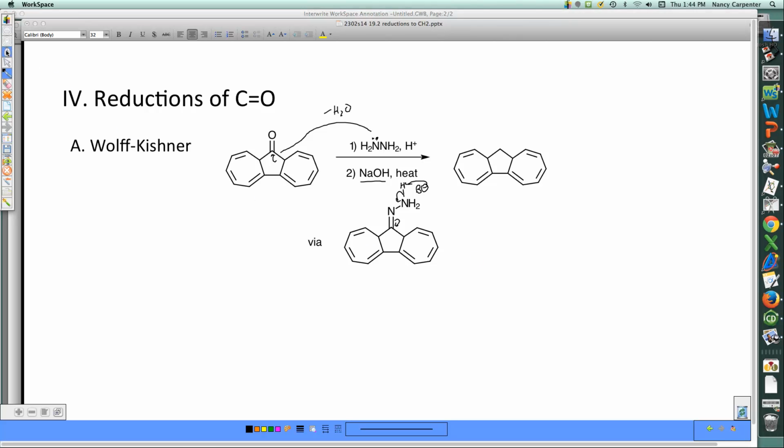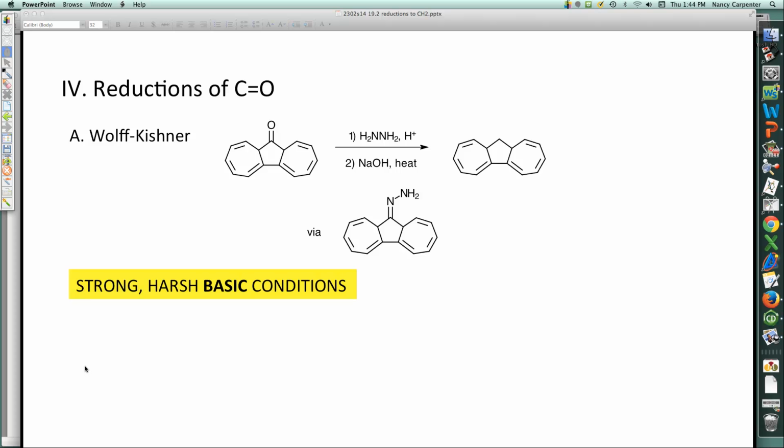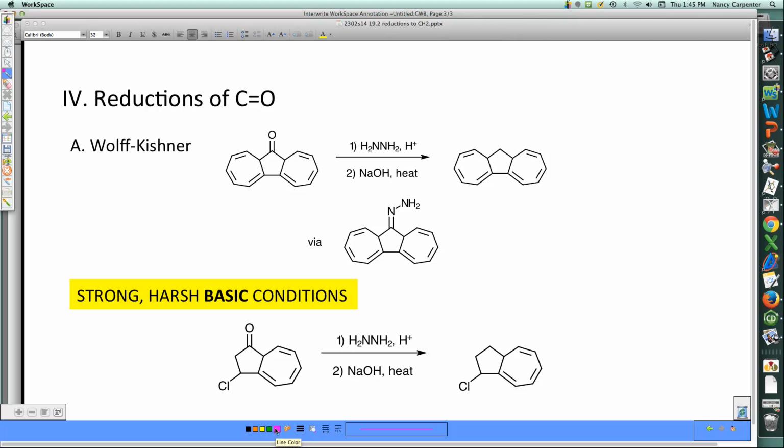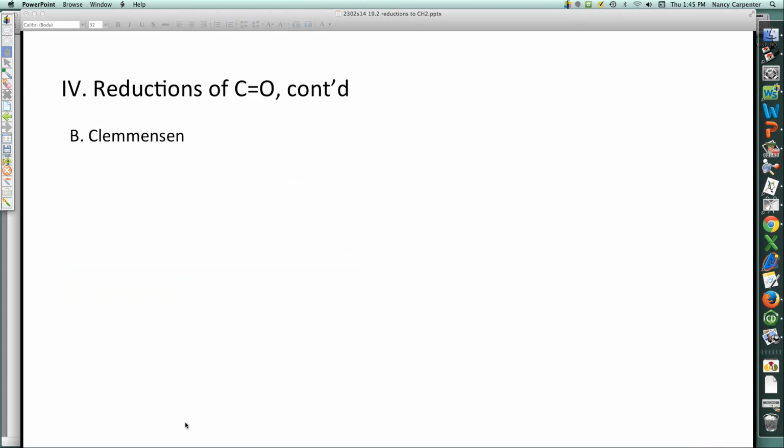The problem with the Wolff-Kishner is, holy moly, these are mean conditions. I mean, you're basically boiling your compound in concentrated sodium hydroxide. So if I think I'm going to be able to use the Wolff-Kishner to reduce this carbonyl in the presence of this nice electrophile that would very happily undergo a reaction with this strong nucleophile, no way. So the good news is there are different ways we can reduce CO double bonds down to CH2s, one of which is the Clemmensen reduction.